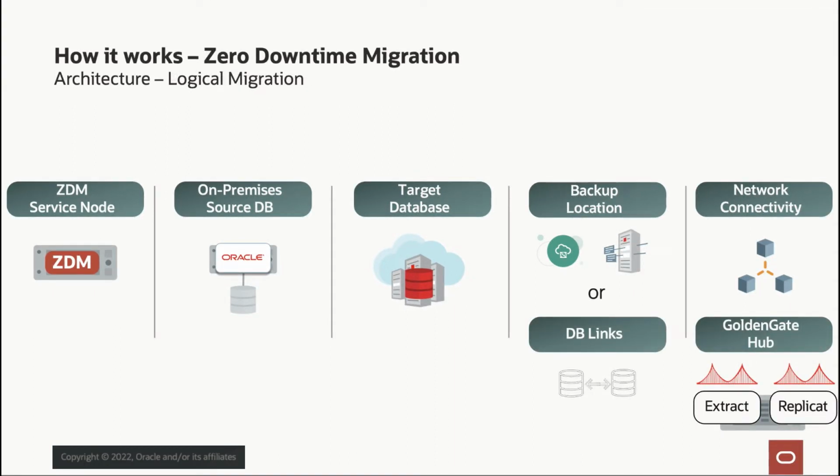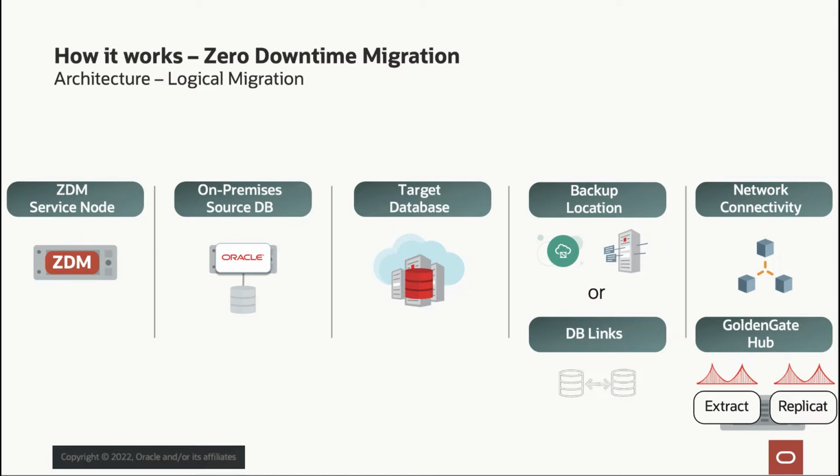Now, as I mentioned in my previous slide, the architecture for logical migration is pretty much the same. So we have the same components as the ZDM service node, the on-premises source database, the target database, backup location, and network connectivity. But there's 2 extra components, right? There's a way to do a direct migration with logical migration in ZDM, which will leverage database links. So there's the possibility, and hence they enter into the picture as part of the overall architecture. But if not, you can still use a backup location when you're migrating with logical migration with ZDM.